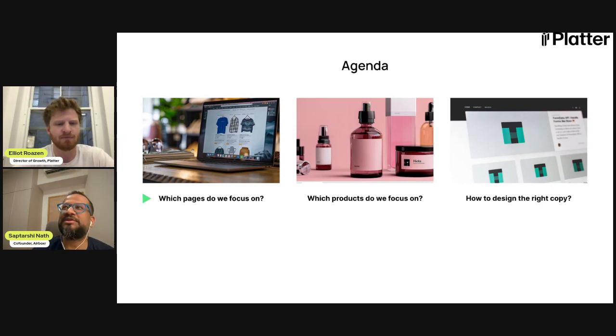So true. That reminds me of when I was running my previous DTC brand. Initially, I think like everyone else, I wasn't very special, but initially I tried to send all of my traffic into the homepage because I thought that has got everything on it.